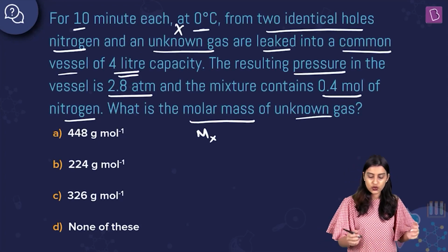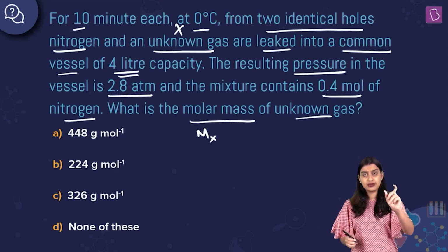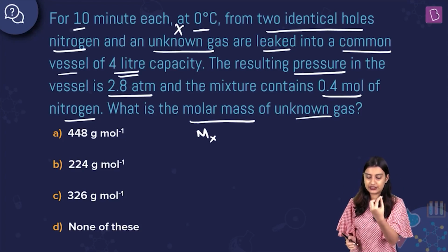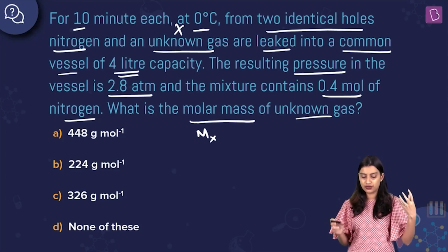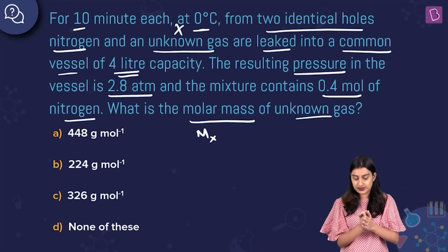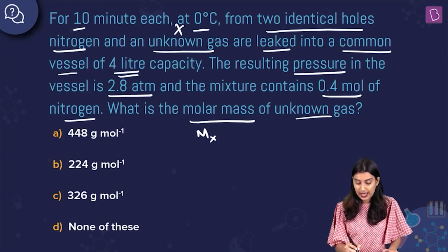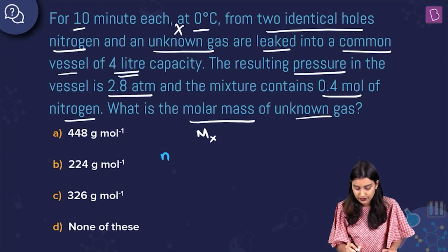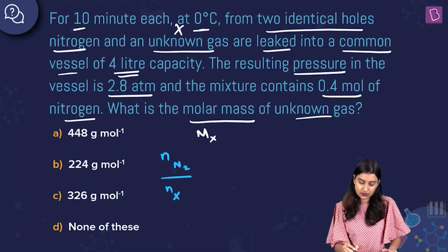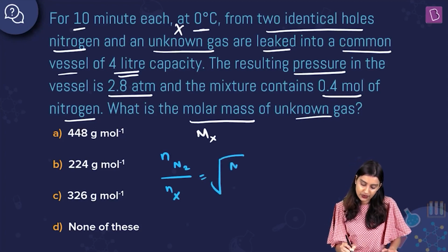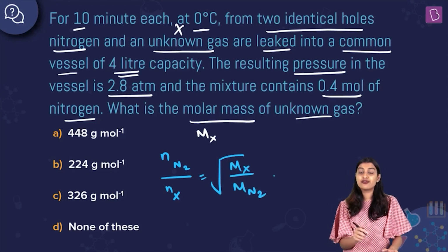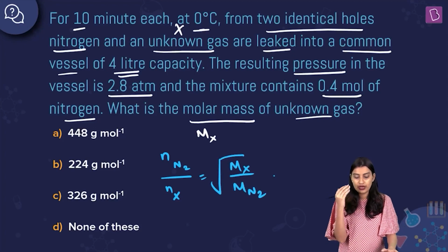Okay, see, you are talking about some leakage from a very tiny hole into a common area. You're talking about diffusion of gases. So here, basically, what you need to apply is going to be Graham's law. And the form of Graham's law that we're going to deal with is going to be this. Number of moles of N2 divided by number of moles of, let's say, X, as we have assumed, is equal to under root of molar mass of X divided by molar mass of N2. Correct? This is the form of the law that we're going to adapt.